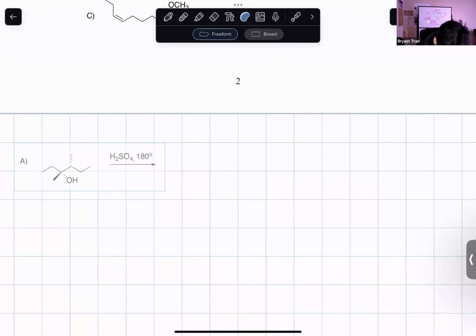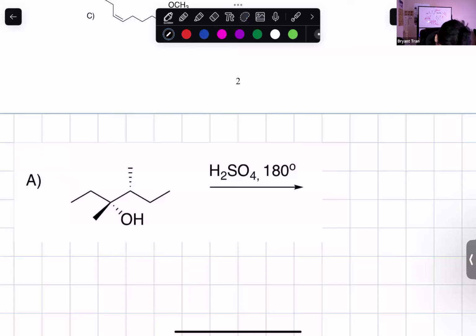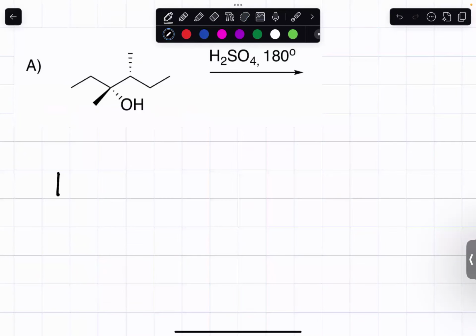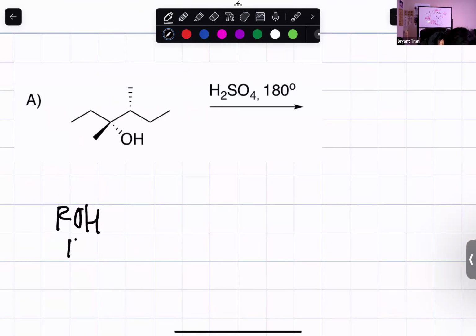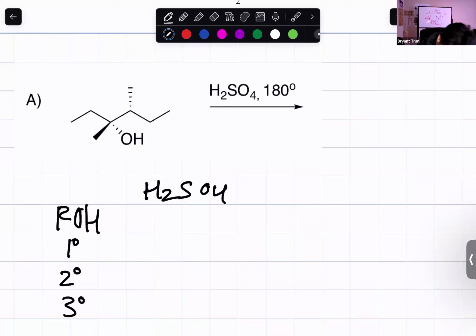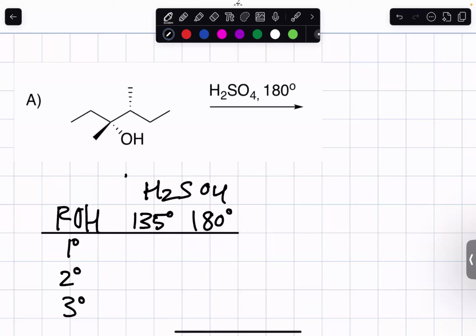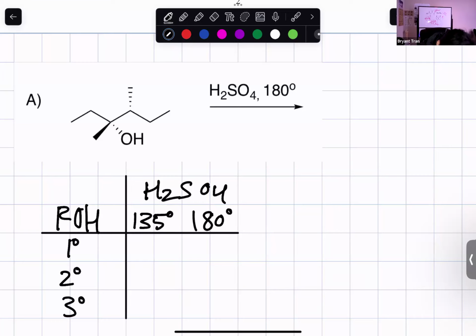with H2SO4 and heat. There's going to be 3 different types of alcohols that you could have: primary, secondary, and tertiary. If you react this with H2SO4, it depends on what temperature you react this with. I think Leibniz gives you 135 degrees and 180 degrees as your two choices. 180 would be the high temp, 135 would be the low temp.